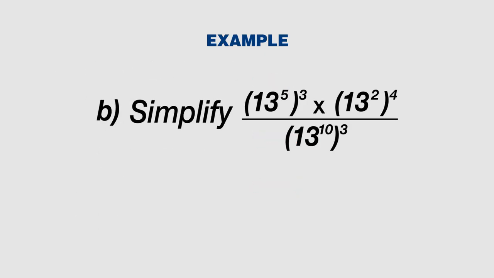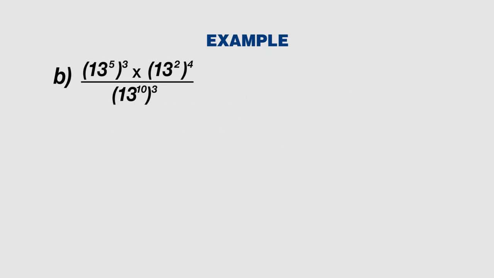Now in the second question, we have (13^5)^3 times (13^2)^4 divided by (13^10)^3. So again, we will start by using the law of powers for each of the terms. That gives us the first term to become 13 raised to the power 5 times 3, and the second term in the numerator becomes 13 raised to the power 2 times 4, which is 8.